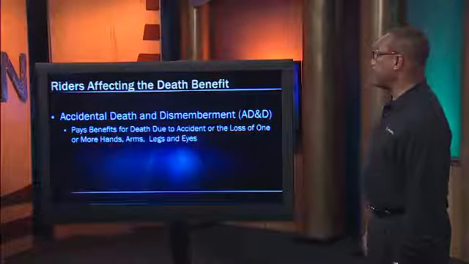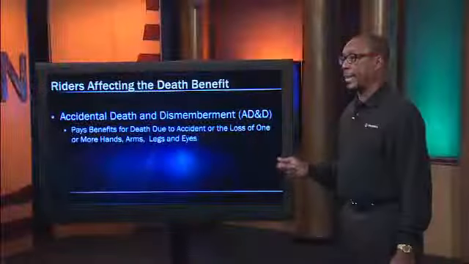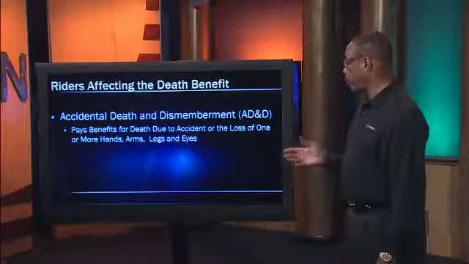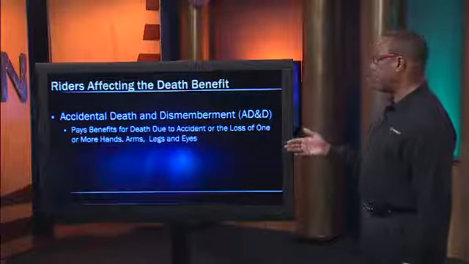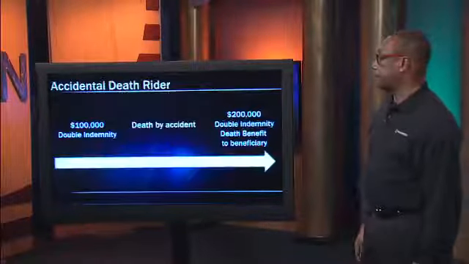Riders affecting the death benefit also can include accidental death and dismemberment. This pays for benefits due to death caused by the accident. In addition, it can also pay for the loss of one or more hands, arms, legs, and eyes.